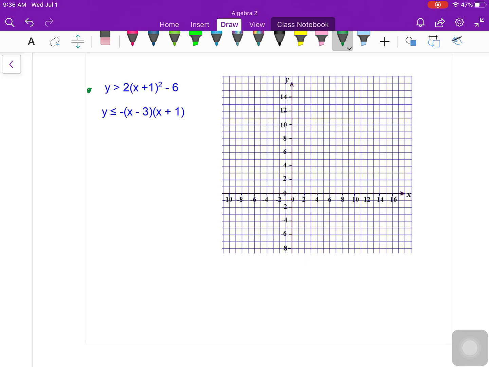Okay, let's try these two inequalities. This time I'm going to do this first one in green, and it's in vertex form, so the green one's vertex is -1, -6, and that's where I'm going to put my new crosshairs.